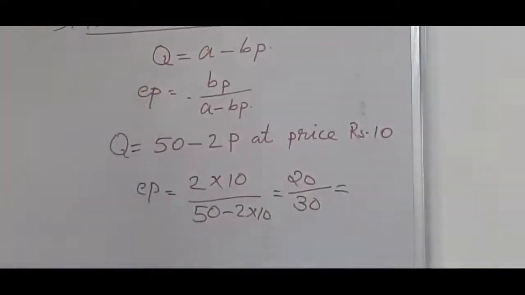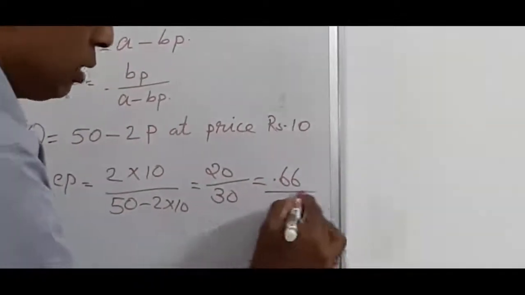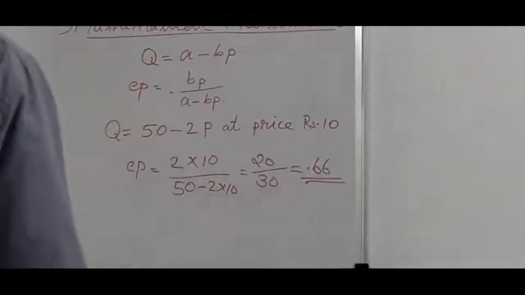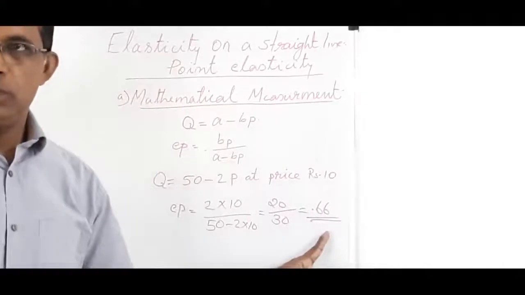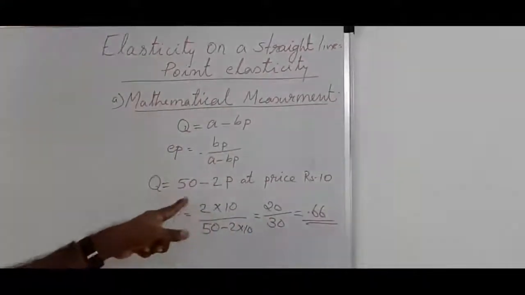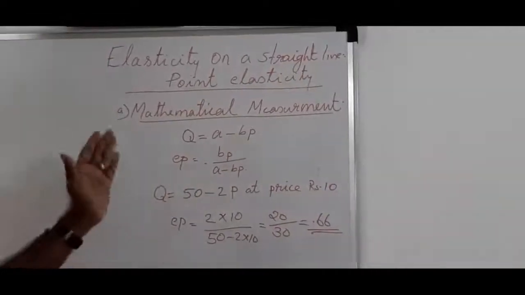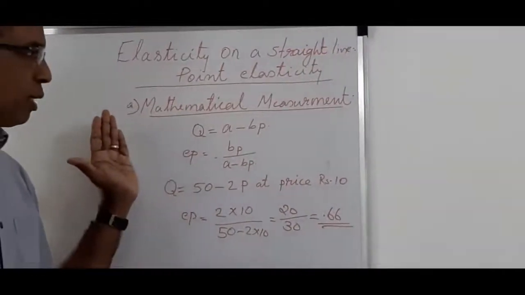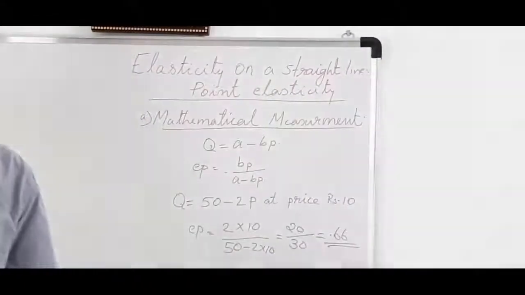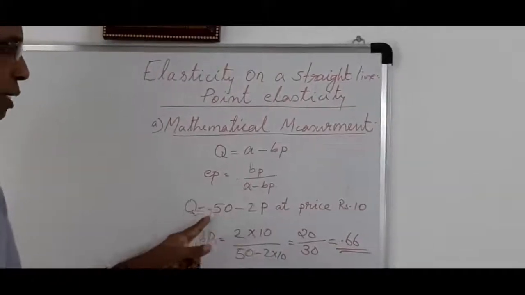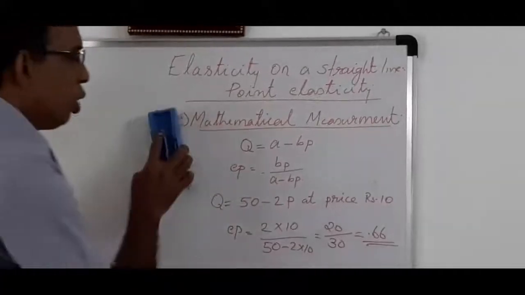20 divided by 30, we get 0.66. Elasticity is 0.66. We may say that elasticity is less than 1. So we can say that this product is less elastic. This is the method of calculating elasticity on a straight line by using the mathematical method, when price is given. We can calculate by using this formula. Next method is the geometrical method.